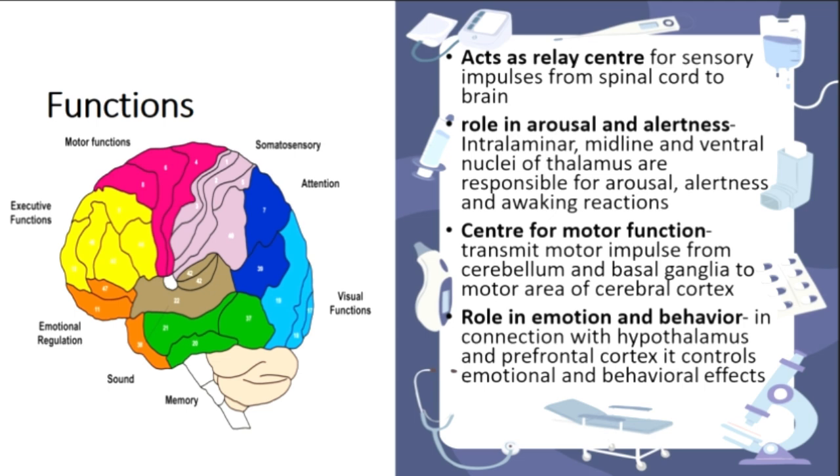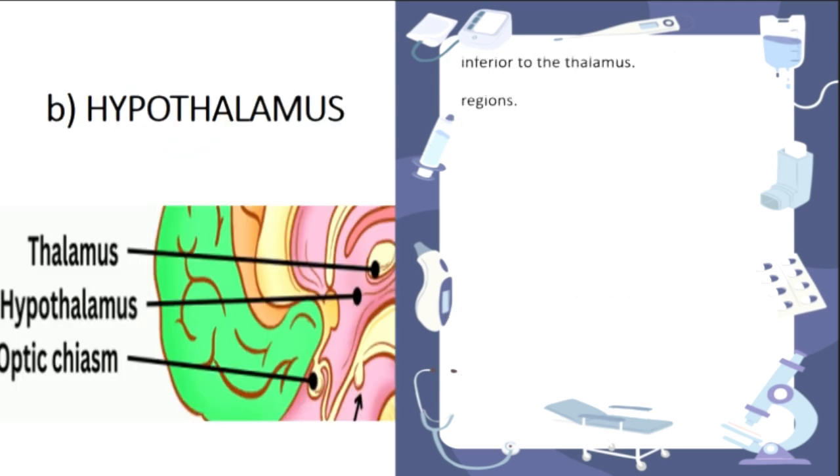Just revising the functions: we know it acts as a relay center, receiving signals from the spinal cord and sending them to the brain, and it also helps in the alertness of our daily activity. When you want to get up early in the morning, you are alerted by the thalamus. And do you know, you should not use an alarm overly, because your brain will lose control of wakefulness, or the role in arousal and alertness will fail if you keep using the alarm excessively.